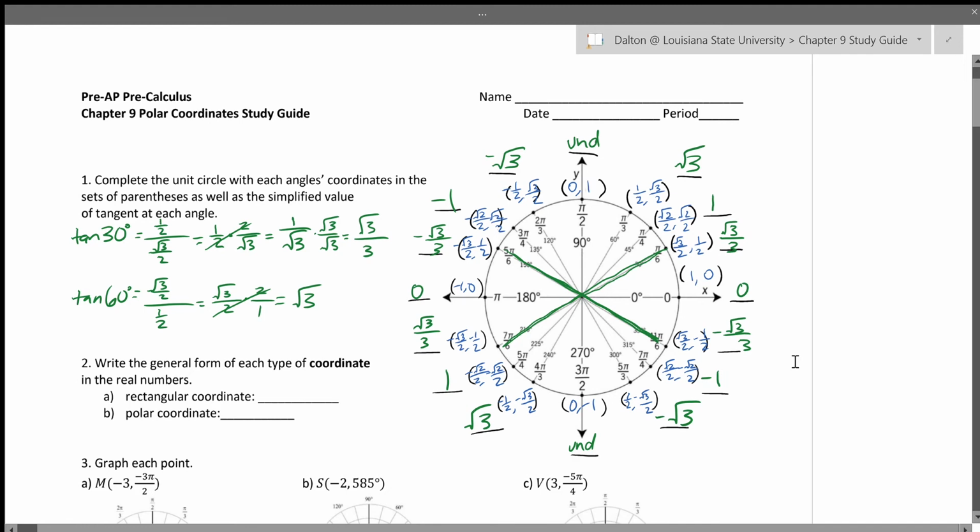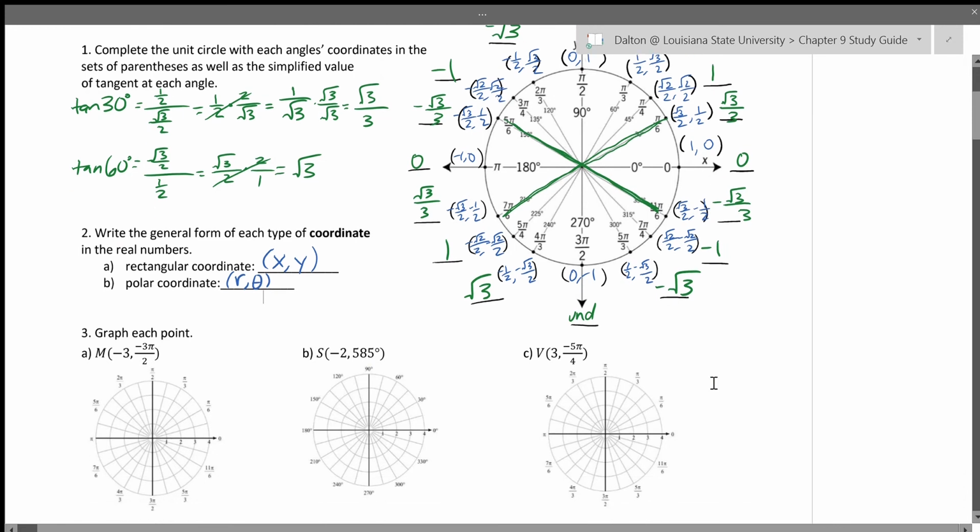So when I say coordinates, I'm looking for parentheses with our two elements separated by a comma. So rectangular coordinates, those are the ones that we're used to. Just regular x, comma, y. A polar coordinate is going to have the variables r, comma, theta.